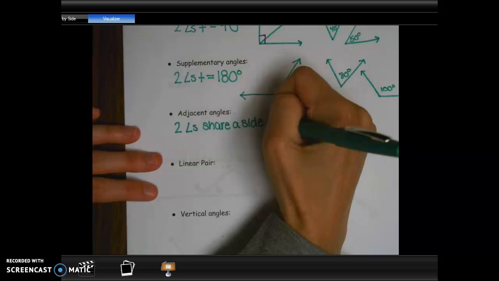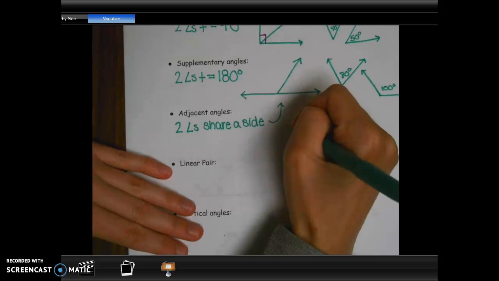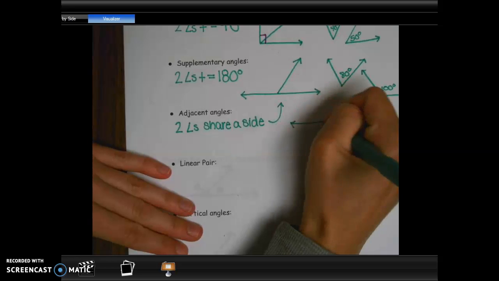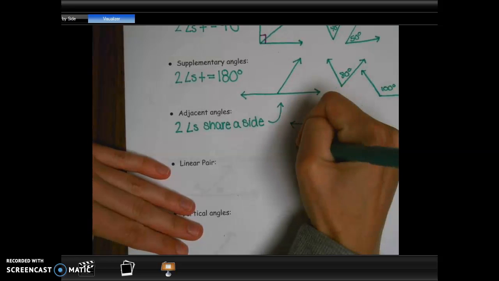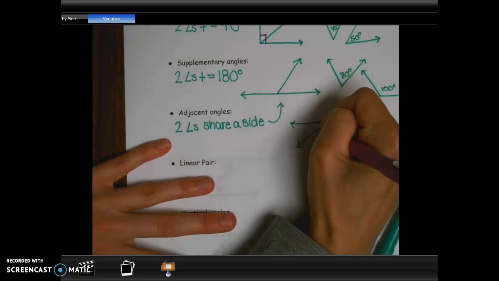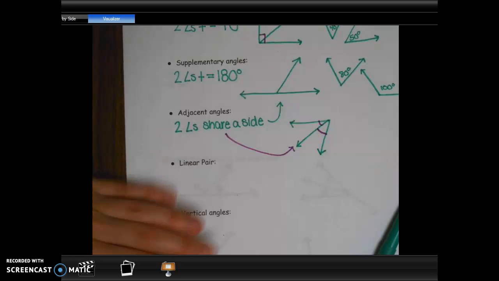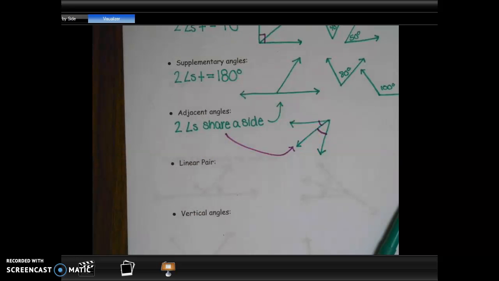So, for example, these could be considered adjacent, but they're more than just adjacent, and you'll learn that in a little bit. The most particular example you would see for adjacent would be something like this. Because these two angles right here are sharing this right here, that makes them adjacent. So if they share a side, they're considered adjacent.